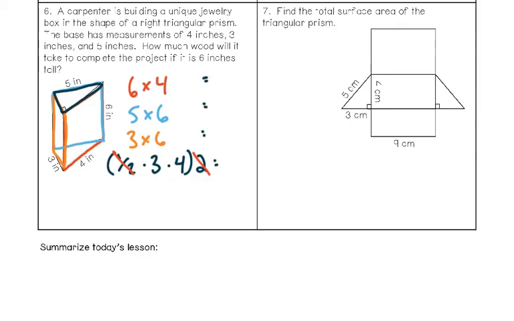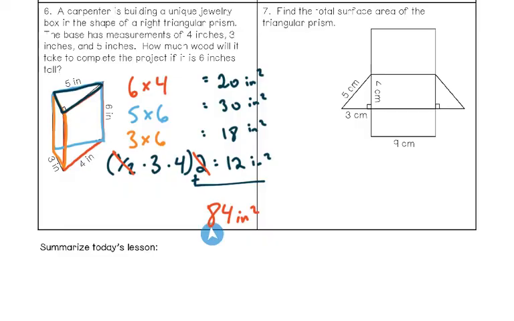Now you're going to find the area of each face. Take a second and do that now if you haven't already. These are all the areas of each face, and surface area tells me I need to add them up. So I'm going to add up all the areas to get 84 square inches. We would need 84 square inches of wood to make this unique jewelry box. Number 7 should be a little bit easier because what they've already done for you is taken this triangular prism and unfolded it into a net. So take a second if you haven't already and find the surface area of this triangular prism, and then press play when you're ready to check.